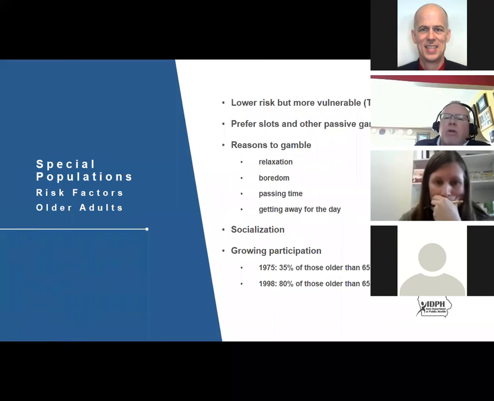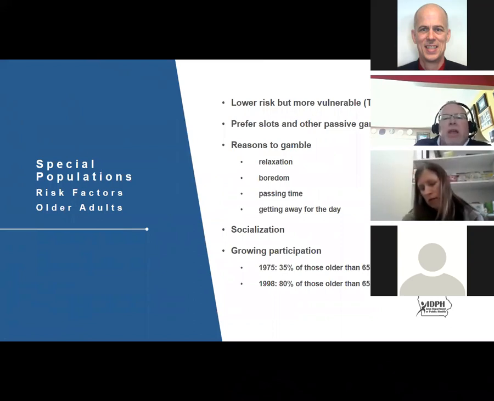Older adults, they're lower risk than young adults, but they are more vulnerable. And when we say that it is because they have a tendency to spend more time, and they have limited income, and so they run through their income and their savings and their 401s, their retirements very quickly, and they end up on the doorstep of problem gambling, destitute, and somewhat depressed. They also prefer more passive games, and they gamble for relaxation, boredom, passing time, and getting away.